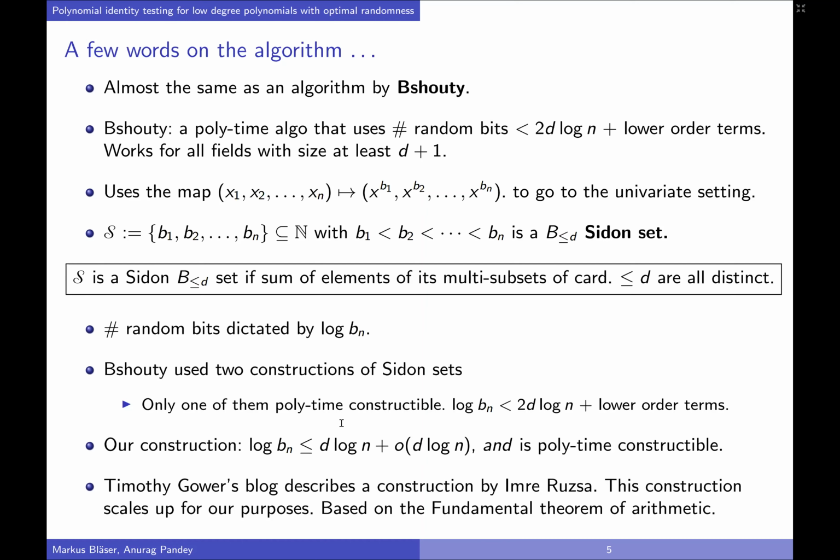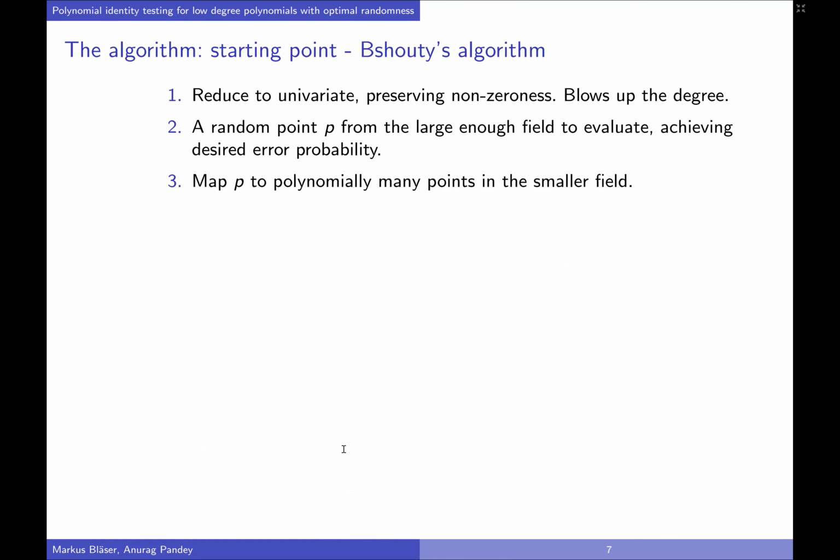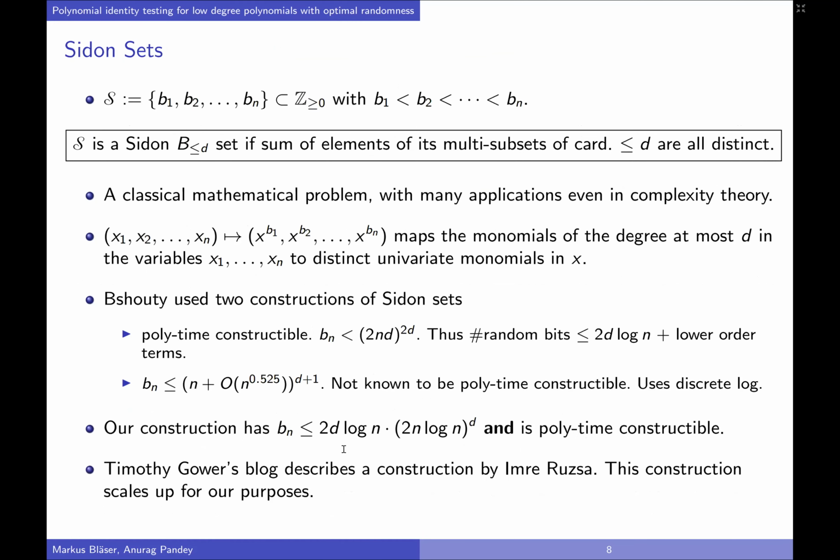To the best of my knowledge, I do not know of a construction which does better than this construction. Bshouty used two constructions, and one of them had an upper bound of Bn, which was something like n plus order n to the square root to the d plus 1. I think this is still worse than what we have, but I do not know of anything which might be better than this. To the best of my knowledge, what we have is the best.